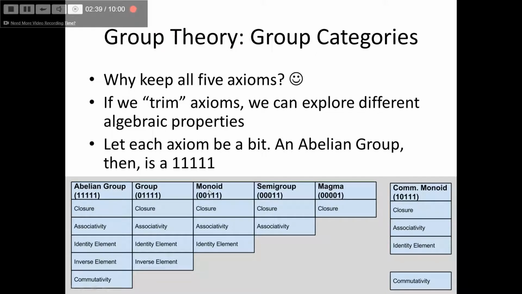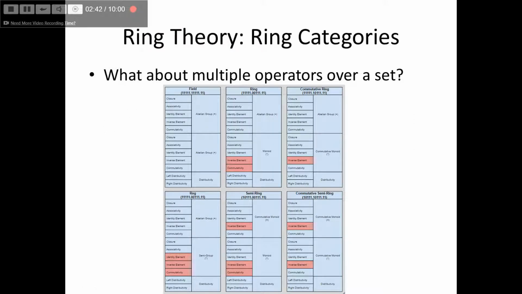Now, moving on to ring theory, the core insight of ring theory is: what if I want to reason about a set with more than one operator? The insight is you can glue two different operators together, and you can do this by using distributivity to define how the second operator interoperates with the first. So at the end, if you glue two abelian groups together, say addition and multiplication over addition, and you glue them with distributivity, you get a field.